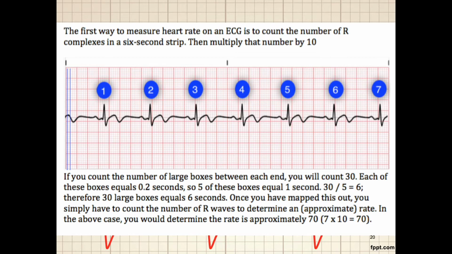Count up to 30. Remember that each of these large boxes equals 0.2 seconds. So 5 of these boxes equal 1 second. 30 divided by 5 equals 6. Therefore, that means 30 large boxes equals 6 seconds. Once you've mapped this out, you simply have to count the number of R waves to determine an approximate rate. In this case that we're looking at, you see 7 R waves, so the heart rate on this EKG would be approximately 70 beats per minute.